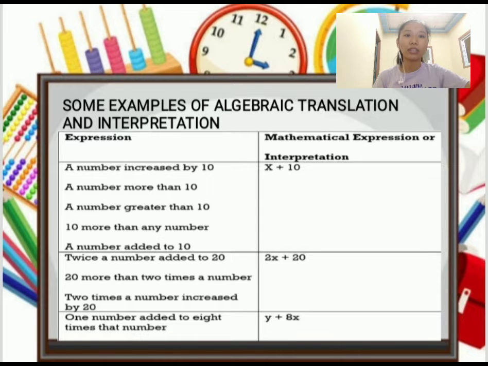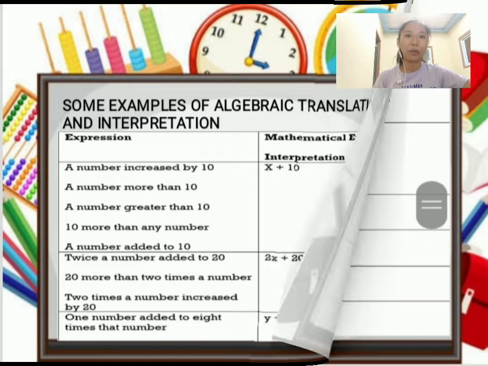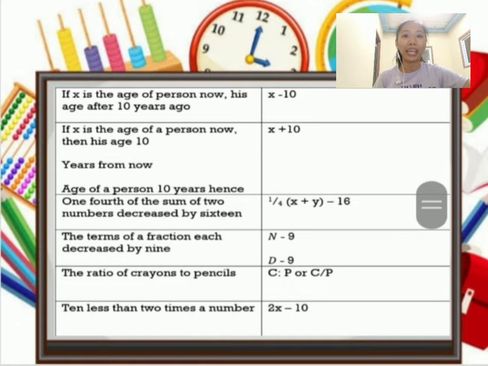So we have also here twice a number added to 20. 20 more than 2 times a number. 2 times a number increased by 20. So all of that is interpreted into 2x plus 20. We have here also one number added to 8 times that number. So the interpretation of this is y plus 8x.